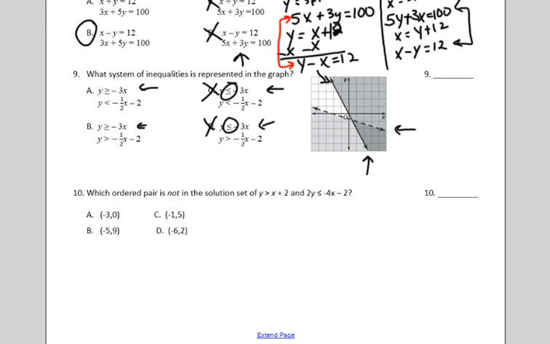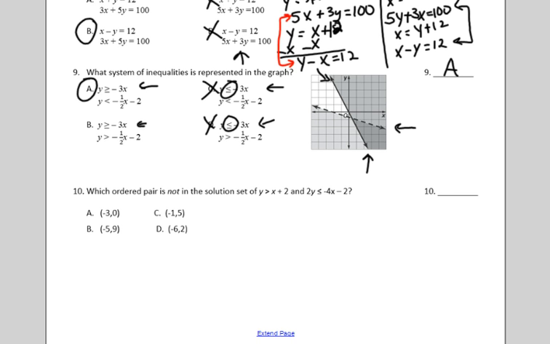And the other line is dotted, so it must be the negative 1/2 x minus 2, and it's below it, so y is less than it, which means it'd have to be choice A by elimination, even though they're not in the right place. Number 10, which ordered pair is not in the solution set of y is greater than x plus 2 and 2y is less than or equal to negative 4x minus 2? We can solve this, and you can graph in your calculator. Just keep in mind the dotted and solid lines, and then see which of these is not where they overlap.